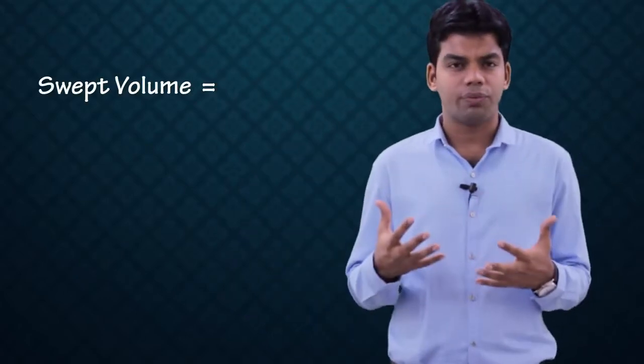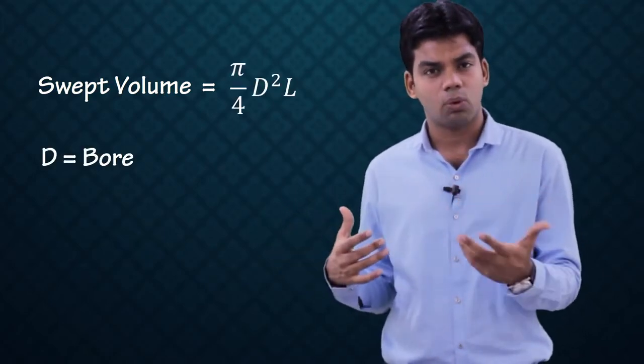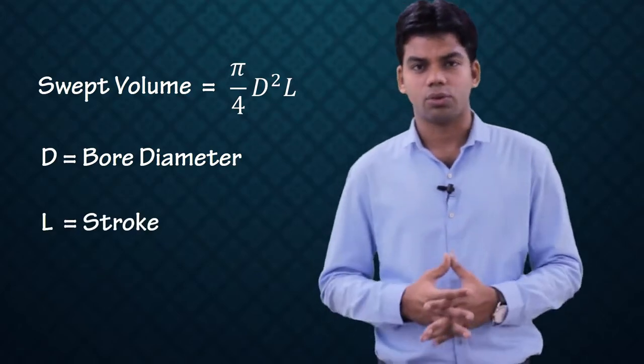Similarly, we can determine the swept volume. What will be the swept volume? Swept volume is nothing but the volume which the piston sweeps between TDC and BDC. So the magnitude of swept volume will be equal to pi by 4 d square into L, where d is the bore diameter and L is the length of the stroke.